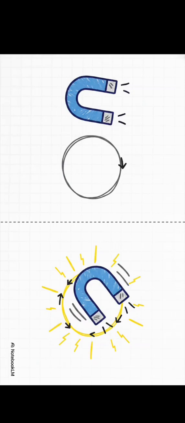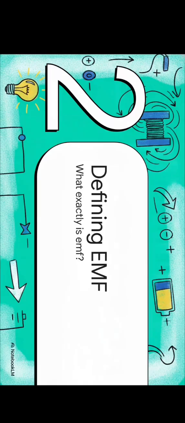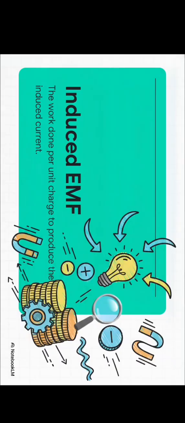But to really grasp how it works, we need to pin down exactly what the textbook means by these specific terms. Which brings us to Section 2. Defining electromotive force. What exactly is EMF? Before we even touch the calculus, we've got to meet the first major character in our story, and that's the induced electromotive force, or EMF for short. The formal textbook definition tells us it's the work done per unit charge to produce the induced current. Now, pay attention to those two key words, work and charge. At its heart, EMF is fundamentally about the energy, the actual physical work required to move an electrical charge.